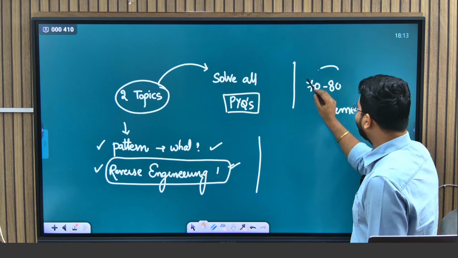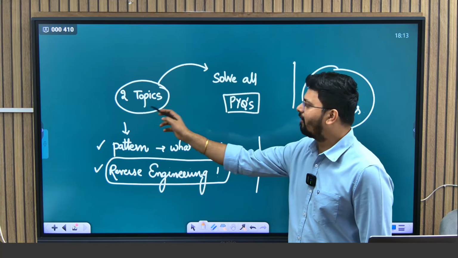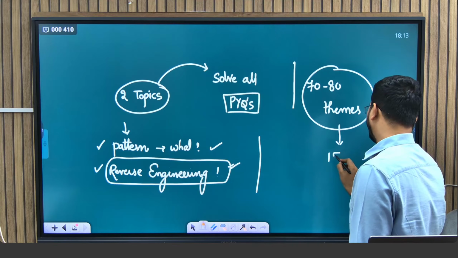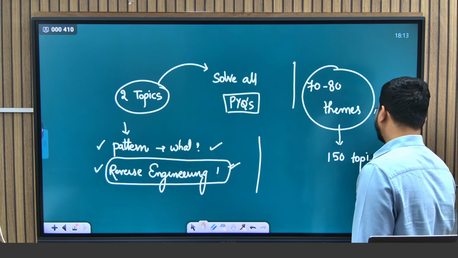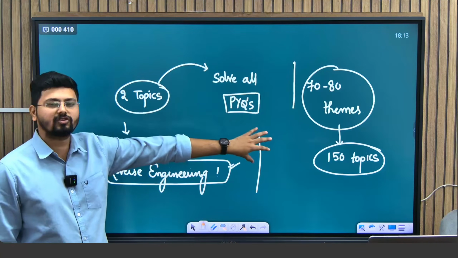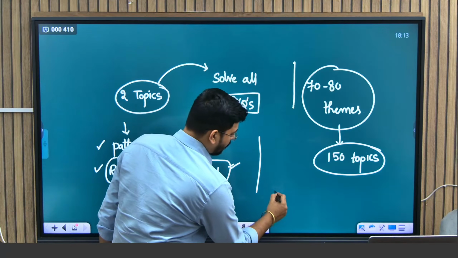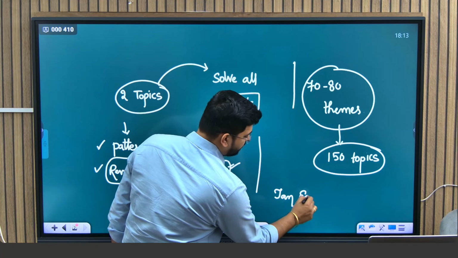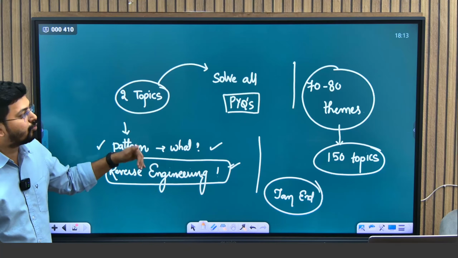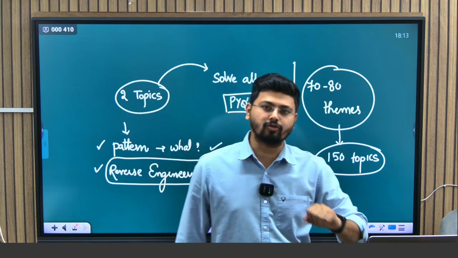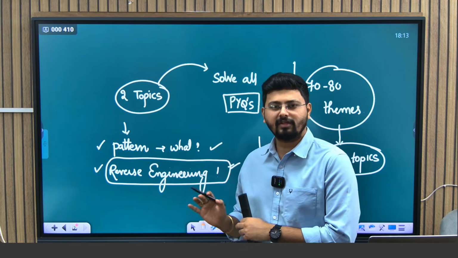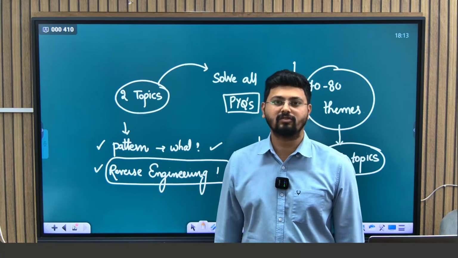Now, by covering these 80 themes, which will have around 100, 120 or 160 topics, suppose these themes have 150 topics. Within the next 75 days itself, you should be thorough with all the PYQs on these topics. By January end, you should be thorough with all the PYQs that are asked with each and every statement. And if tomorrow a question comes from there, you will be easily able to solve it. That itself assures 50% of your preparation. So if you are doing this, 50% of your preparation is done with respect to general studies.